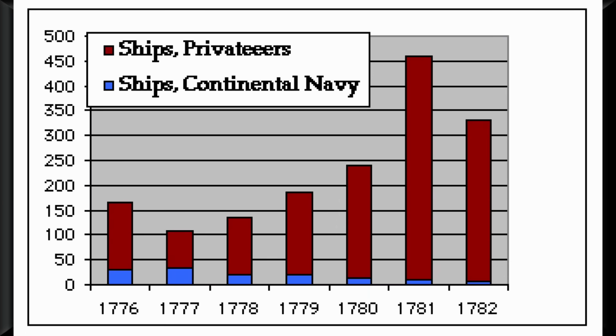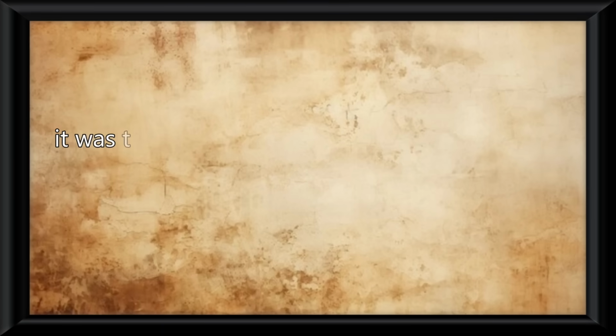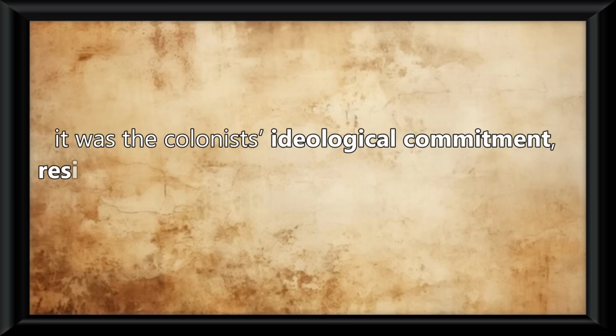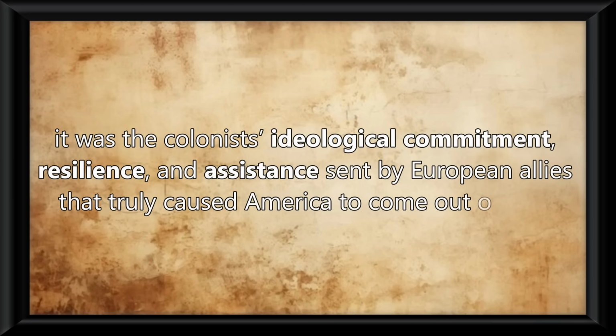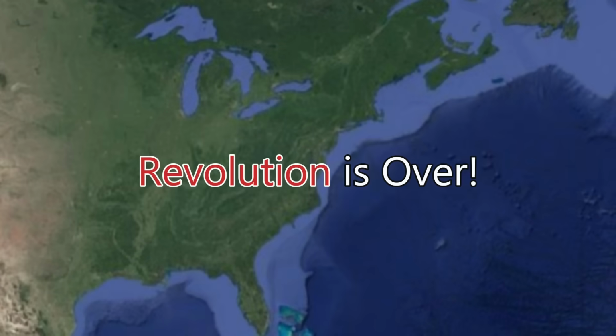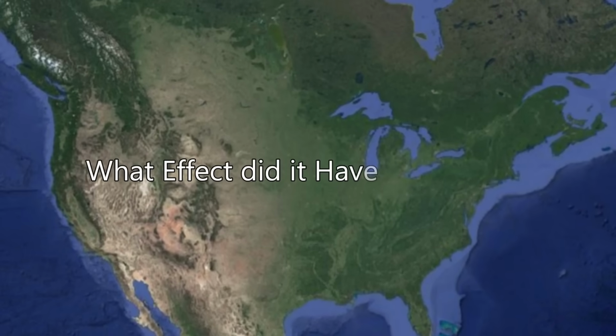However, looking at the troop numbers from the beginning of this revolution to the end, the one thing to take away is that it was the colonists' ideological commitment, resilience, and assistance sent by European allies that truly caused America to come out on top. So the revolution is over. The question is, what effect did it have on society?